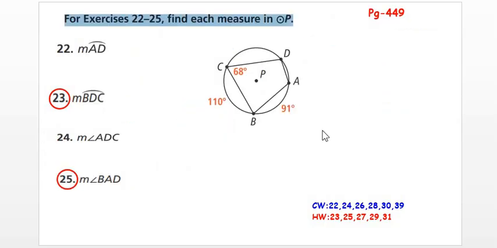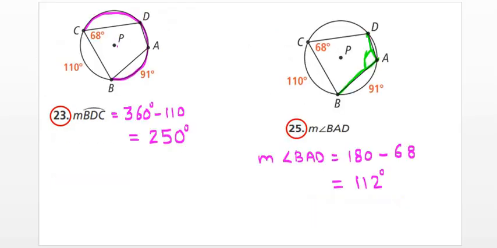Here is the next homework, questions 23 and 25. Better pause the video here, solve these two questions on your own, and then play the video to check your answers. Both questions are very simple. Here they want us to find the measurement of the arc BDC. When I highlighted it over here, it's because this part of the arc is 110. If you subtract 110 from 360, it will give you the measurement of the arc, that is 250 degrees.